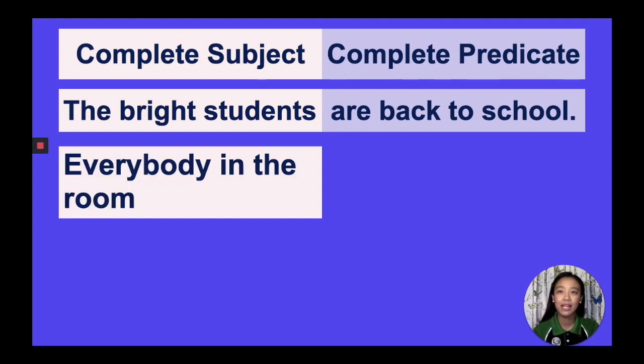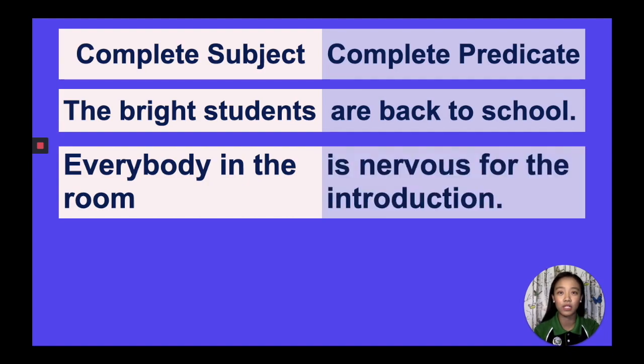Next sentence. Everybody in the room is nervous for the introduction. To identify the complete subject in this sentence, ask, who is being talked about in the sentence? The answer is everybody in the room. Not just everybody, but also the words that describe everybody, which is the prepositional phrase in the room. Now, to identify the complete predicate in the sentence, start with the linking verb is and include all other words that give information to the verb. This is the adjective and preposition phrase nervous for the introduction.